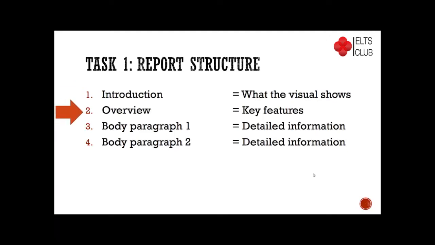The second paragraph is the overview, which is very important as it contains all the key features of the graph, or the main trends, such as the highest points and the lowest points. The third and fourth paragraphs are the body paragraphs, and they contain the detailed information.